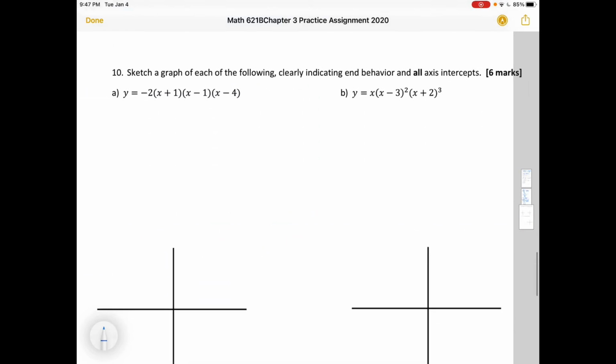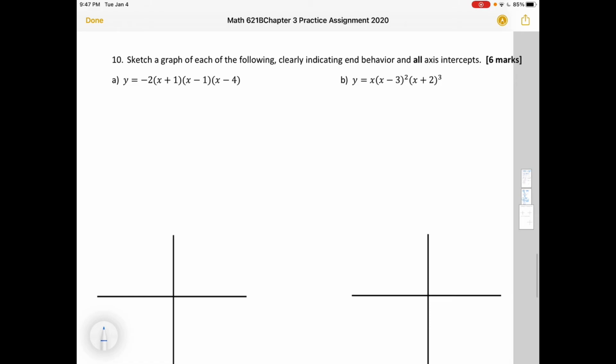That brings us to the graphs. So sketch a graph of each of the following. These are all already factored for us. So let's see. The degree here is going to be x times x times x. So degree is 3. Degree is odd. And it's got a negative leading coefficient. So in terms of a general look, it's going from up to down.